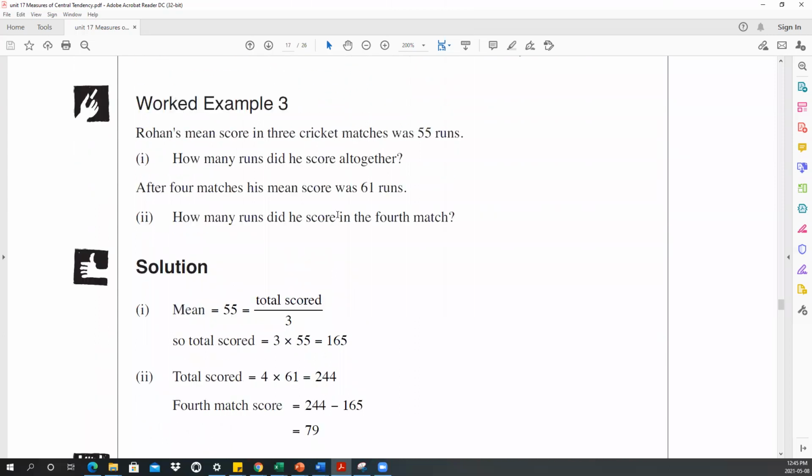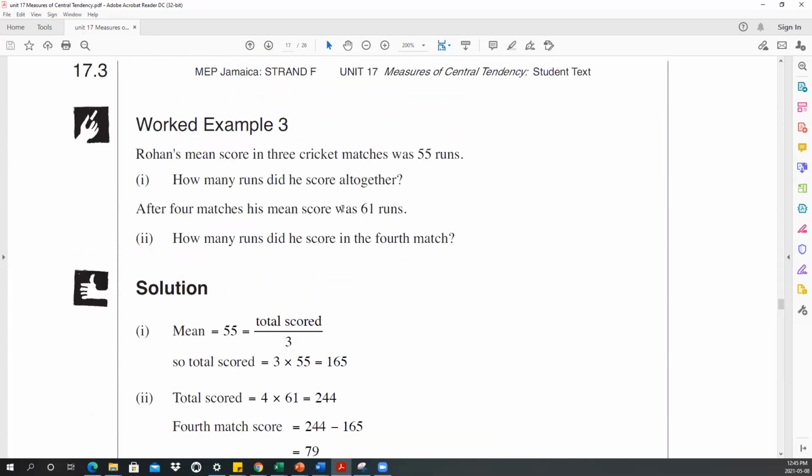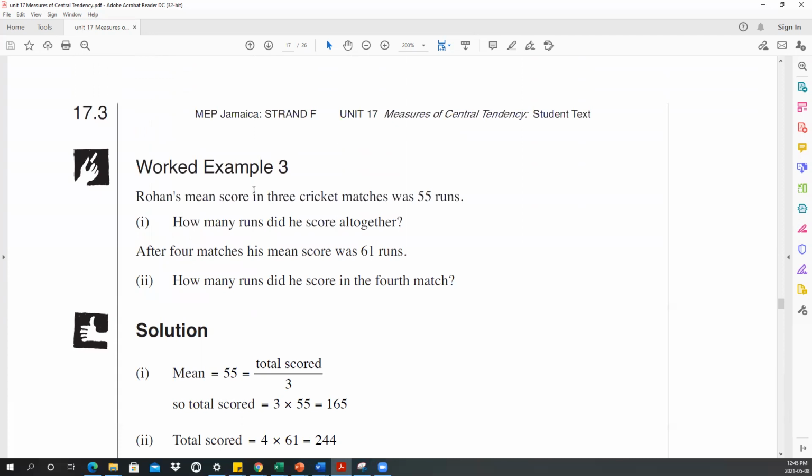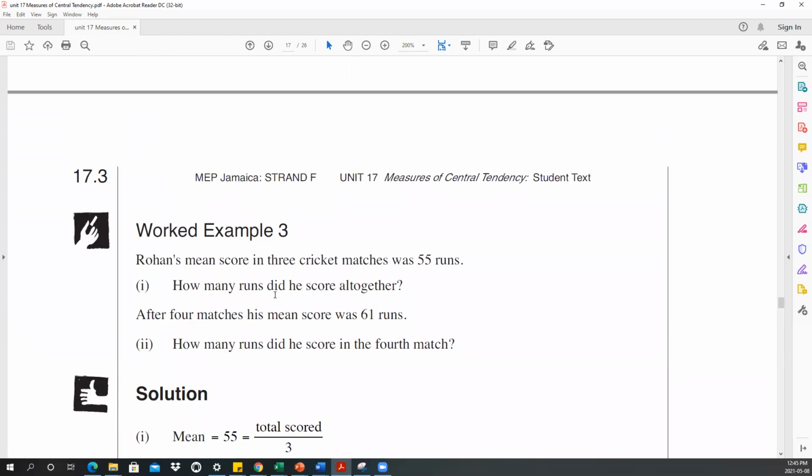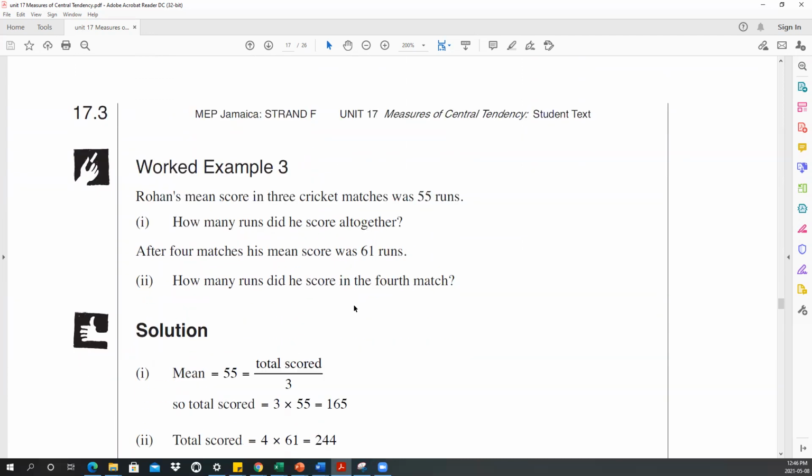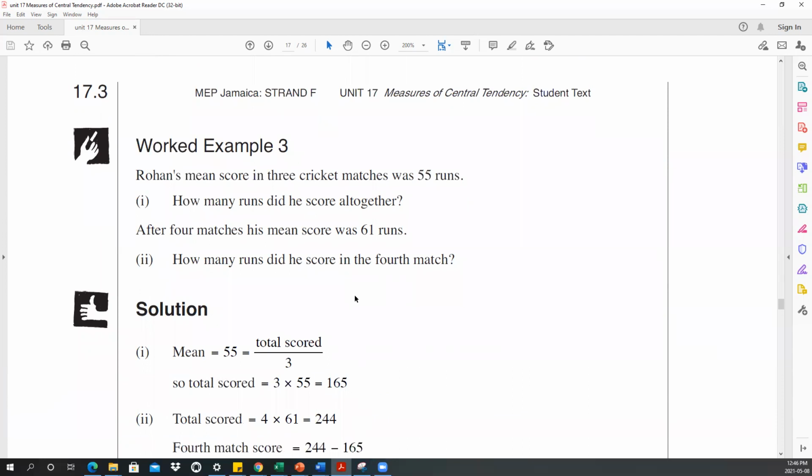So, let me see what else I have. This is the last one I'm going to look at, and I'm going to drop this sheet in the group, and you guys can look at the rest for yourselves, right? So Rohan's mean score in 3 cricket matches was 55 runs. How many runs did he score altogether?